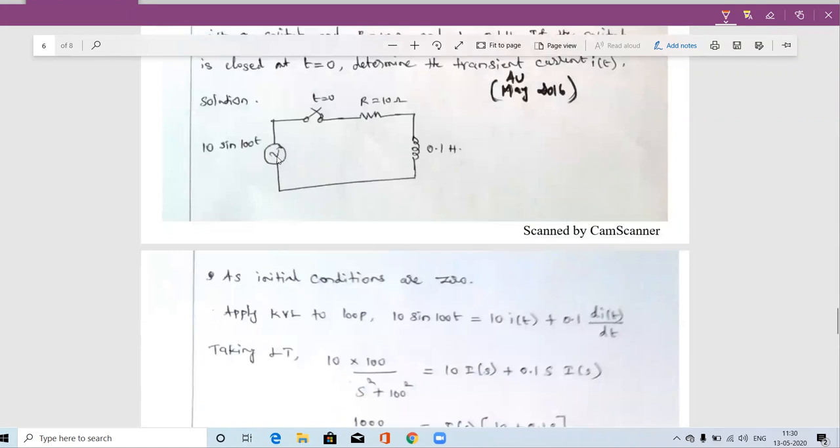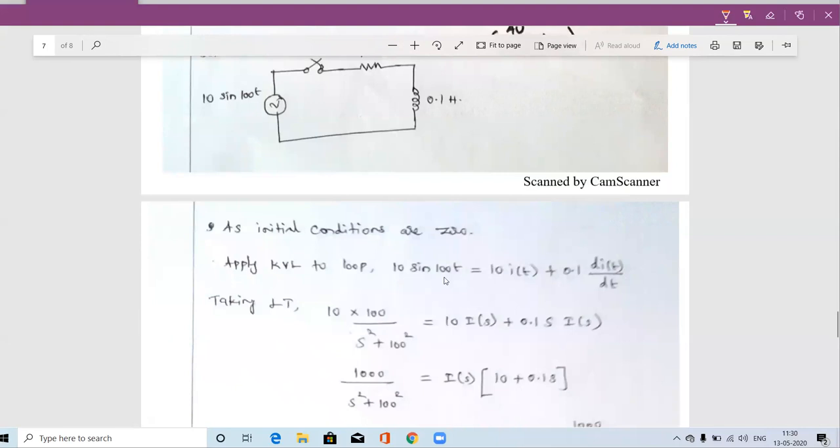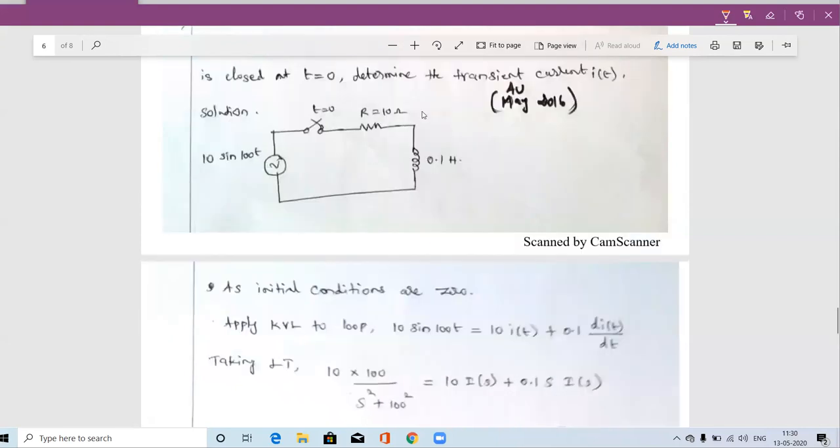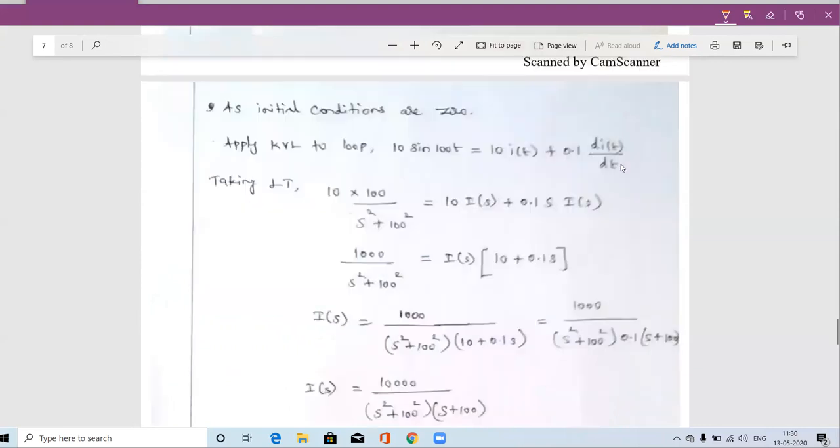What is the next step? At the time t equal to 0, the switch is closed, so the current i of t flows in the circuit. So we have to apply KVL. What is the KVL equation? 10 sine 100t equals, what is the voltage across the resistor? 10 into i of t. And what is the voltage across the inductor? The inductor value 0.1 into di of t divided by dt. Then what is the next step? We have to take the Laplace transform. LT means Laplace transform.